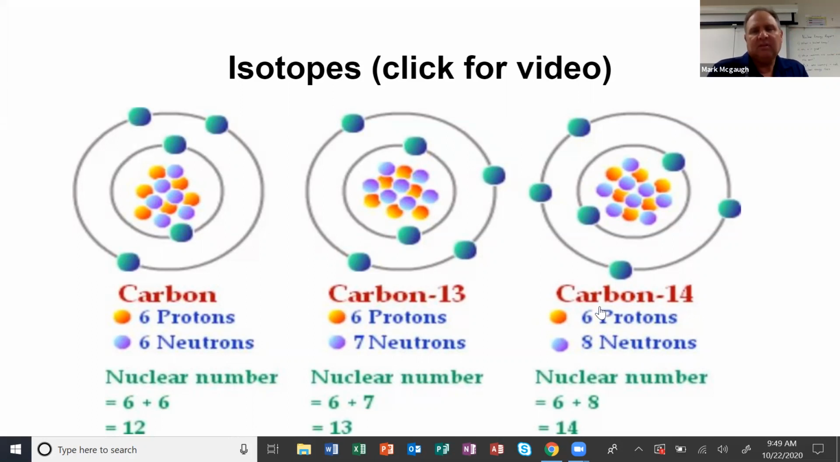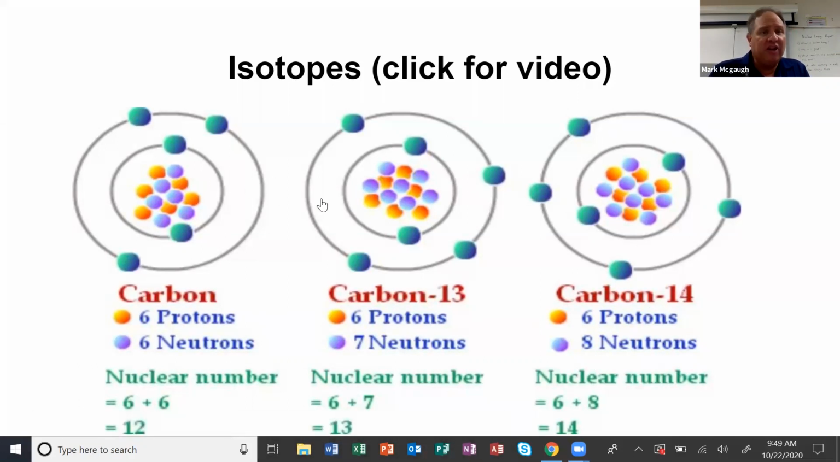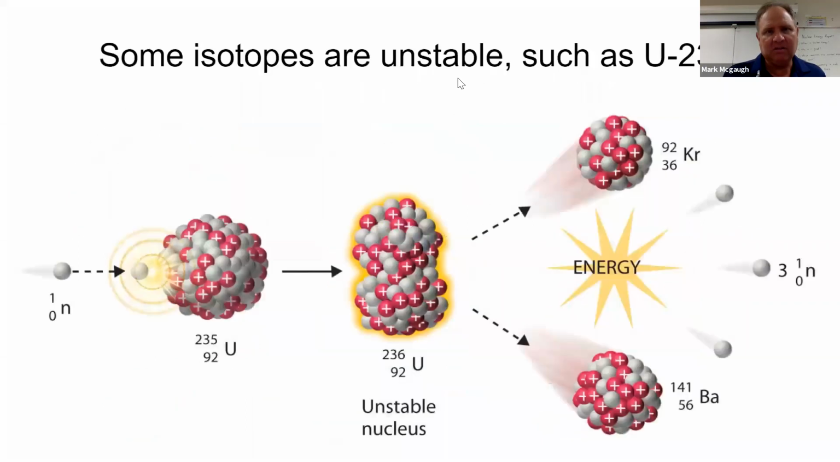So carbon 14 has 6 protons and 8 neutrons. Now notice the number of protons remains the same, because if the number of protons changes, it's no longer carbon. The protons have to be 6 or it's not carbon. Does that make sense to everybody? All right. So we're going to watch a little video related to this.